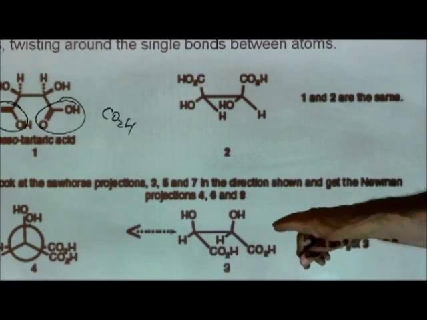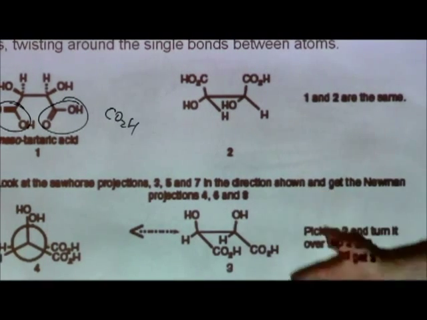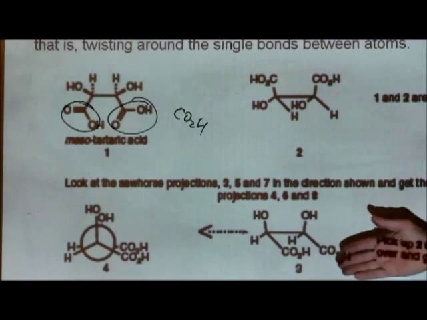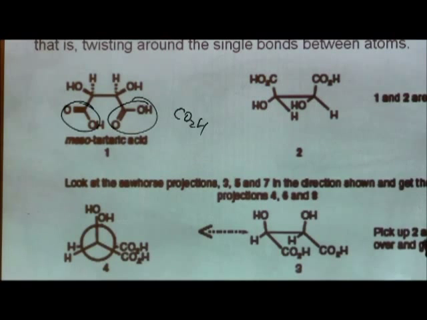Now, what's that? Well, that's a Sawhorse projection. 2 and 3 are identical. And this is a Sawhorse projection. Let's take Professor Melvin Newman's idea and present this as the projection he suggested, which people have come to call a Newman projection. He taught at Ohio State University, by the way.